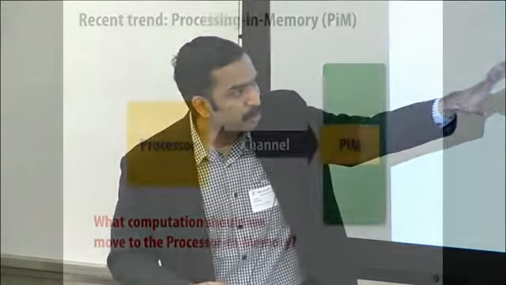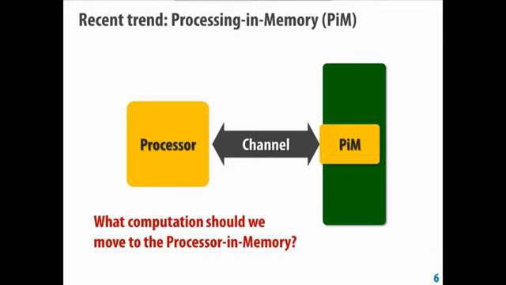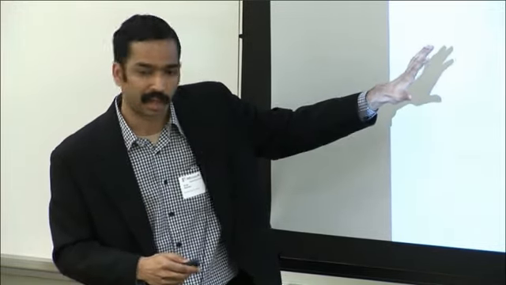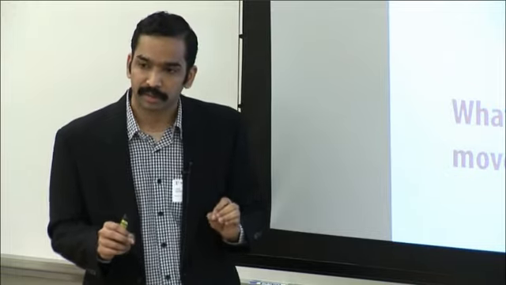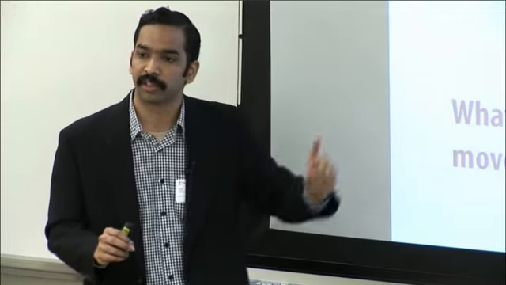And the idea behind processing in memory is to essentially put some small amount of processing logic closer to memory, which has much higher bandwidth to the memory modules, and then do some simple searching or filtering operations in the logic that is sitting there, and then send a much smaller amount of data over the memory channel to the main processor, which can do much heavier computing. The question that this line of research asks is, what computation should we move to the processing in memory structure?